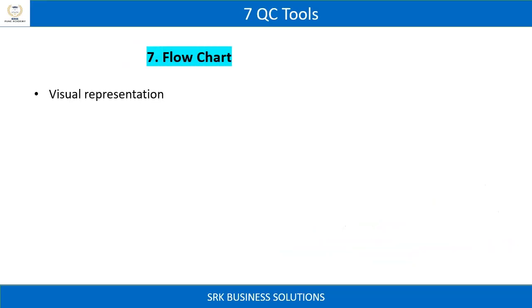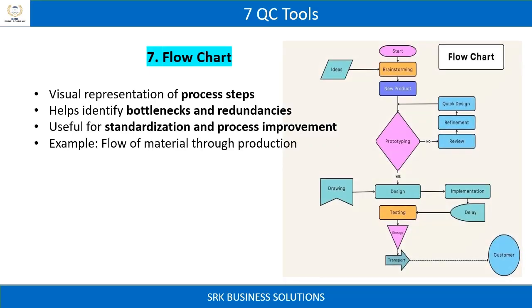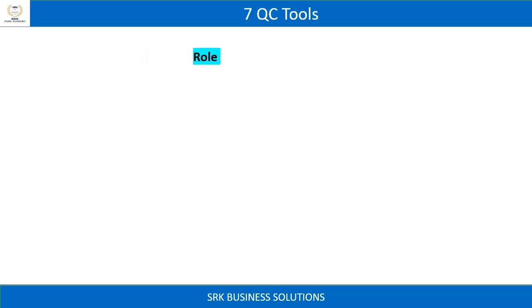The 7th QC tool, flowchart, is a visual map of a process. It outlines each step from start to finish, helping us understand the workflow. By analyzing a flowchart, we can identify bottlenecks, redundancies, or unnecessary steps. This makes it easier to streamline processes and standardize best practices. For example, mapping out the flow of materials in a factory can highlight inefficiencies that may otherwise go unnoticed.